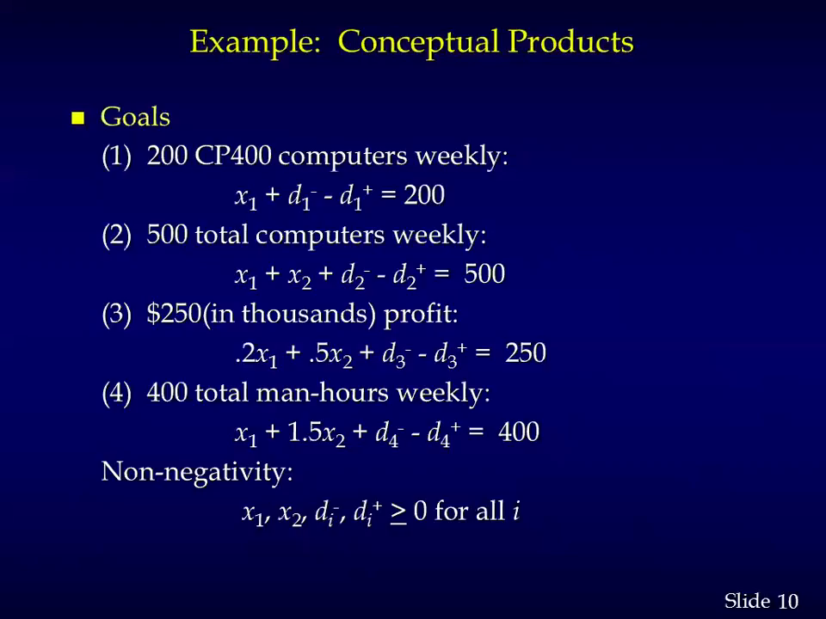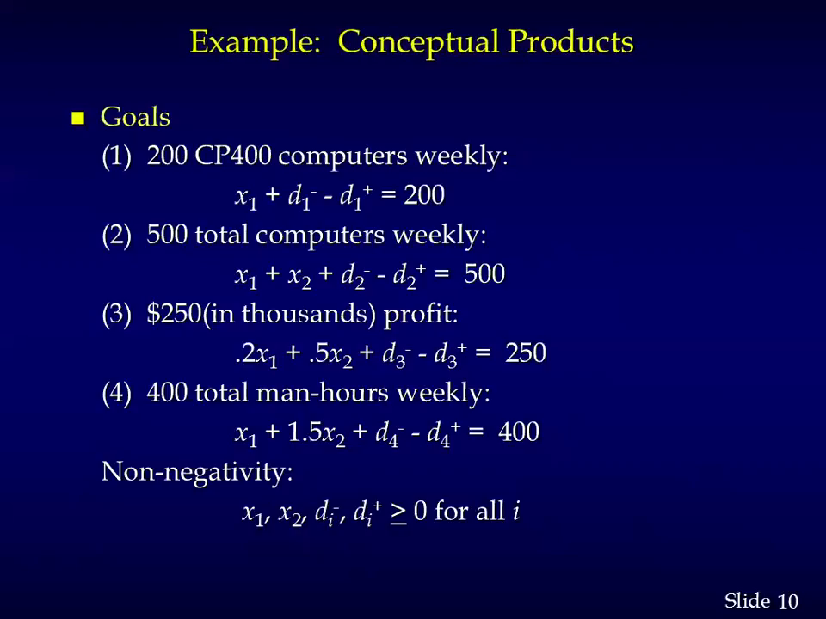Underachievement is like a slack. If I am not able to meet 200, suppose it's 150, then I'm underachieving by 50, and by adding 50 to it, I get 200. On the other hand, if I overachieve, if I make 250, that's exceeding 200 by 50, and when we subtract 50 from that, it equals 200. So underachievement is added to the left-hand side, overachievement is subtracted. It's like the idea of slack and surplus.